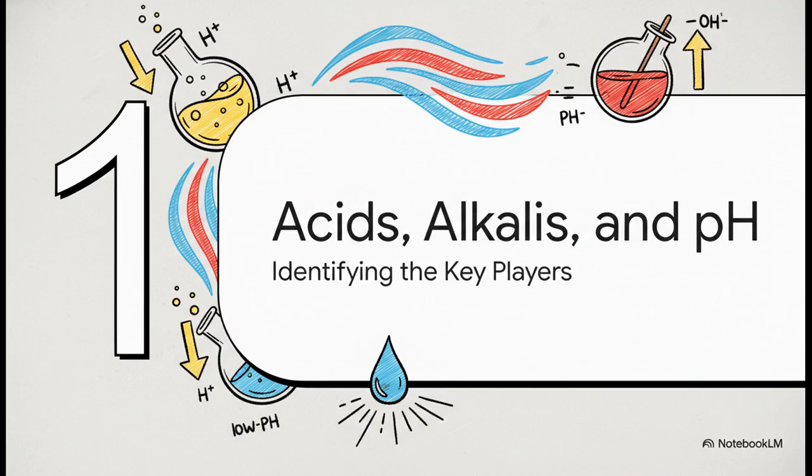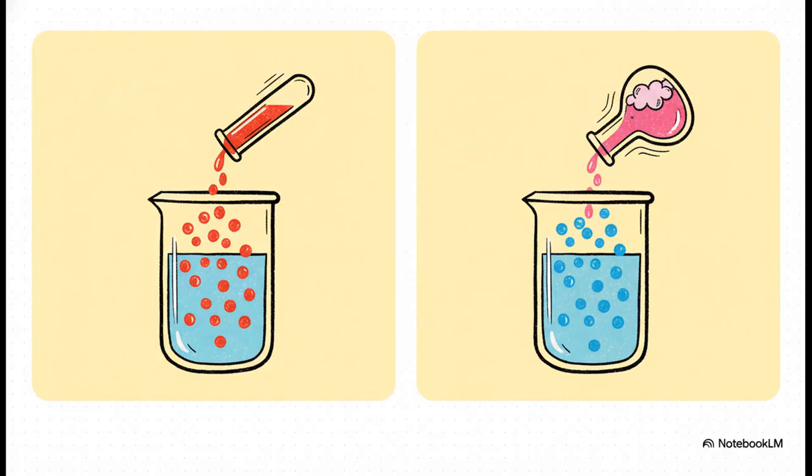So, first things first, how do we even tell the difference between the two main characters in our story today, acids and alkalis? Well, it all comes down to what they do when you pop them in some water. And this right here is the key difference. It's super simple. Acids, when they dissolve, release hydrogen ions, that's the H+. And alkalis, they release hydroxide ions, the OH-. These tiny charged particles are called ions, and they're basically what give acids and alkalis their unique chemical superpowers. This is the foundation for everything else we're going to talk about.